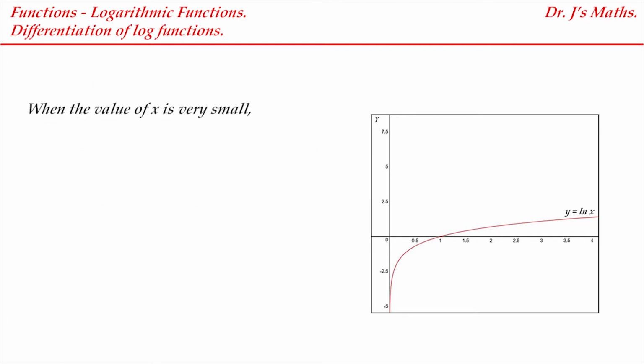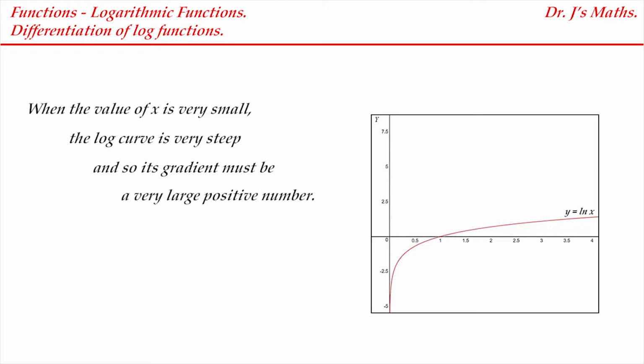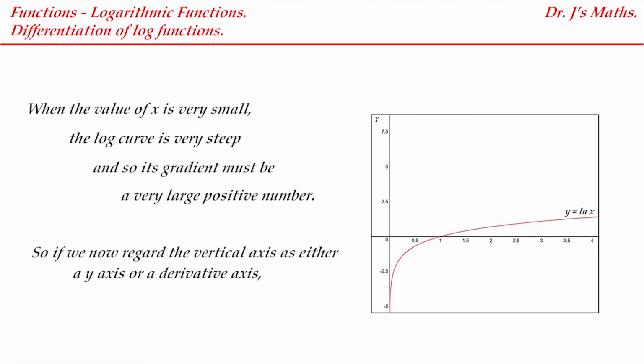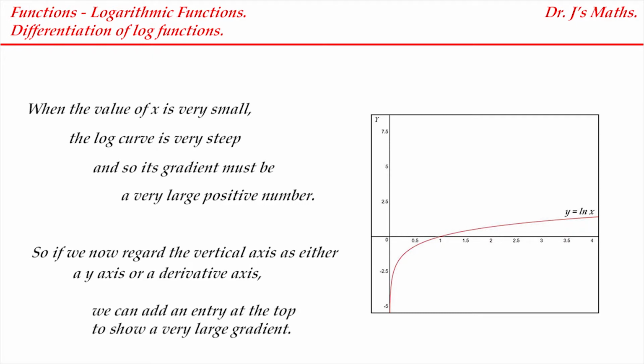Now when the x value is very small, very close to 0 in other words, the log curve is very steep, and so its gradient must be a very large positive number. So if we now regard the vertical axis as either the y-axis or as a derivative axis, then we can add an entry at the very top to show that close to 0, the curve has a very large gradient.